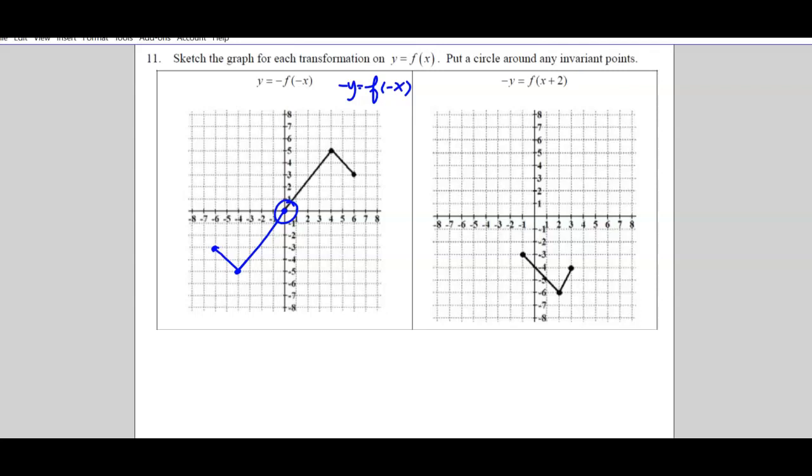Next one, what's happening here? So this is a reflection first, a reflection in the x-axis, and then a horizontal translation to the left. So reflect in the x-axis, negative 3 becomes positive 3, to the left. Negative 6 becomes positive 6, to the left. Negative 4 becomes positive 4, to the left. Okay, no invariant points.